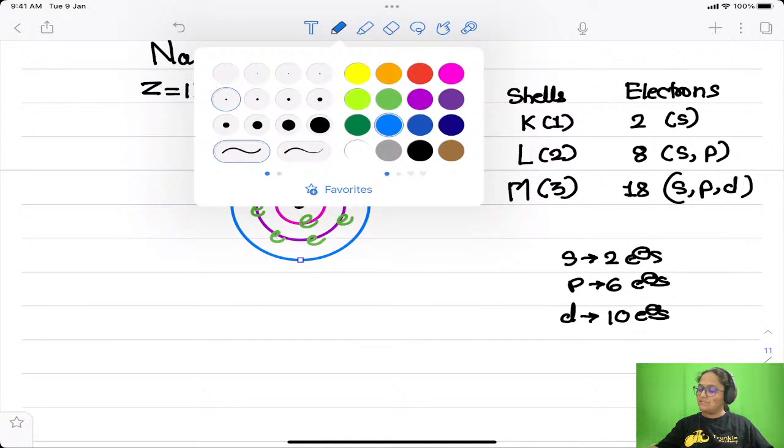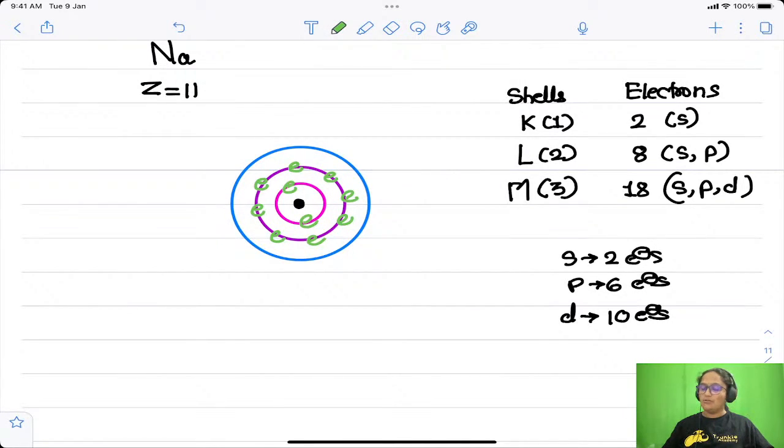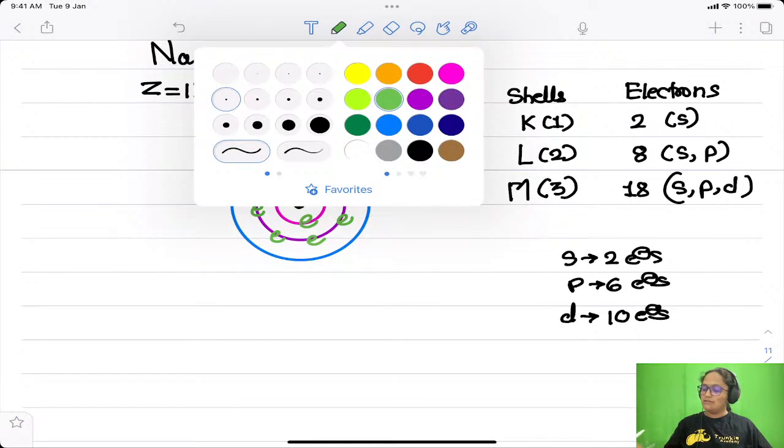that is the M shell. Now in the M shell, how many electrons can we fill? Total 18. But you can see 8 have entered the L shell and 2 have entered the K shell. Therefore 8 plus 2, 10 are already done. How many are remaining? Just 1. That 1 will enter here. So this is the structure for the sodium atom.